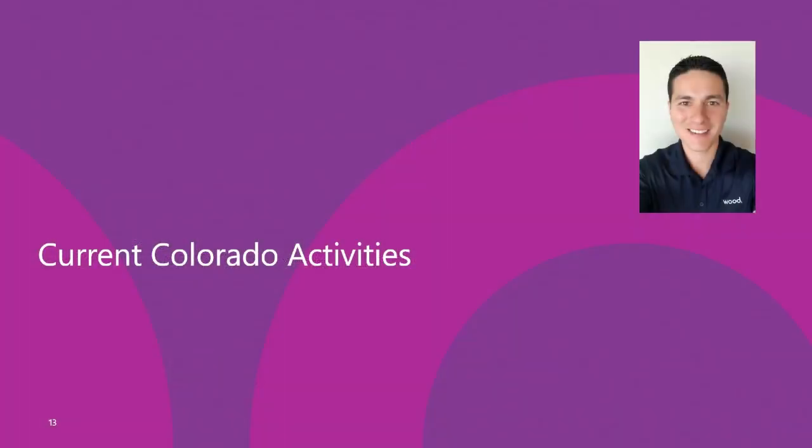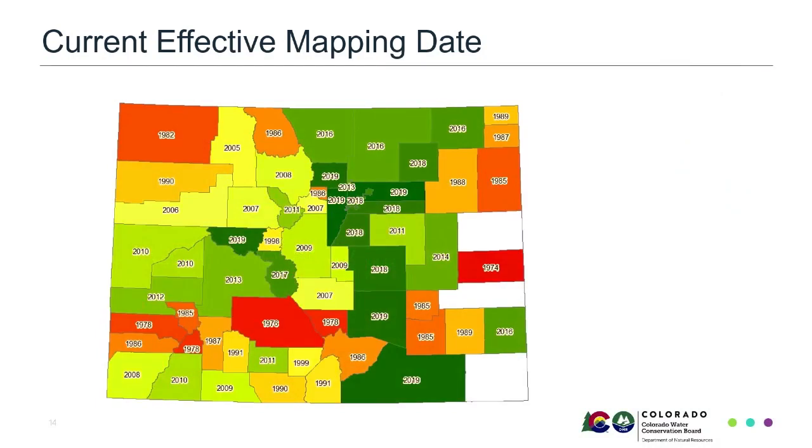We're now going to discuss the current RiskMap activities that are going on within Colorado. As we get started, let's take a look at the current effective mapping dates for all the counties in Colorado. Now, just to note, this is a snapshot of what it looks like today. There are a number of active and ongoing projects, and some of which are preliminary, and some of these dates are going to be changing real soon.